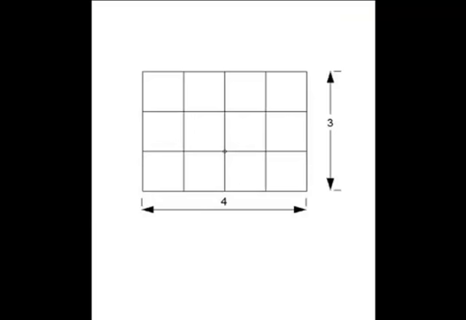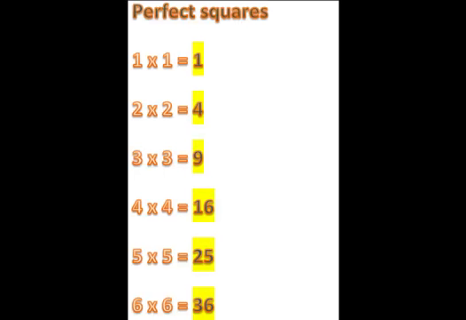In contrast, if we made a figure that has sides of 4 and 3, we would not have a square, nor would our area be a perfect square, because the sides are not the same number. The area of this figure is 12, the side of 4 times the side of 3, and our shape is not a square, it is now a rectangle. And you'll notice from our list of perfect squares that 12 does not appear, because it is not a perfect square.